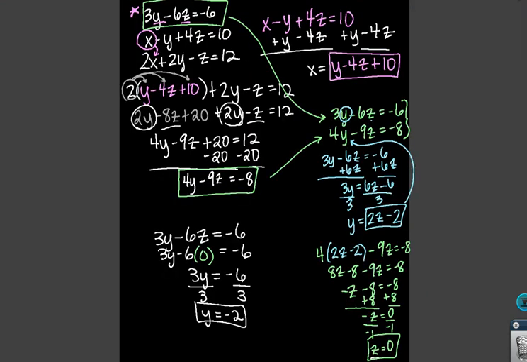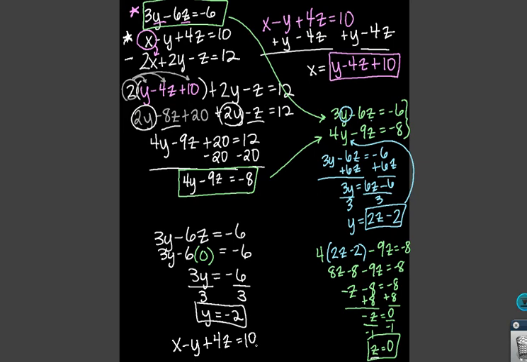X. So we're going to take y and z and plug it in to either this equation or this equation. I'm thinking this one. Why? You wouldn't have to distribute. Yeah, no distribution, no division. X is all by itself. So if we have x minus y plus 4z equals 10.